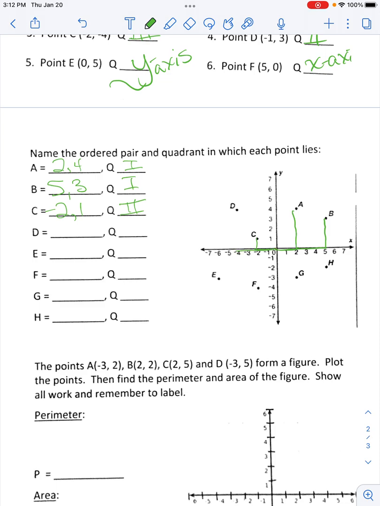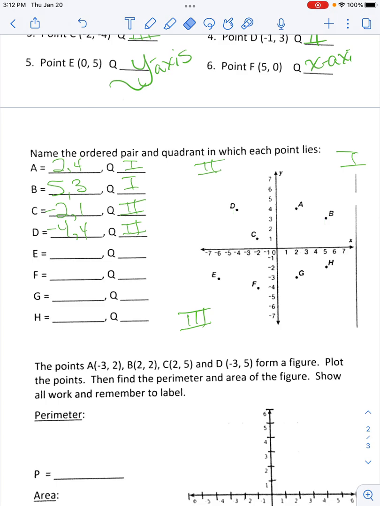D, left 4, that's -4, up 4. So -4, +4, again, quadrant 2. This is quadrant 1, this is quadrant 2. E and F are both down here in quadrant 3.